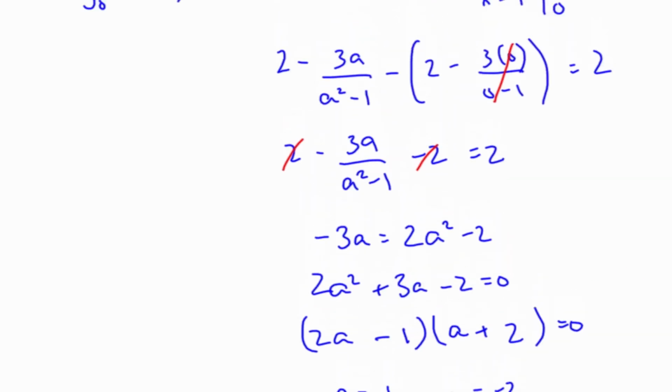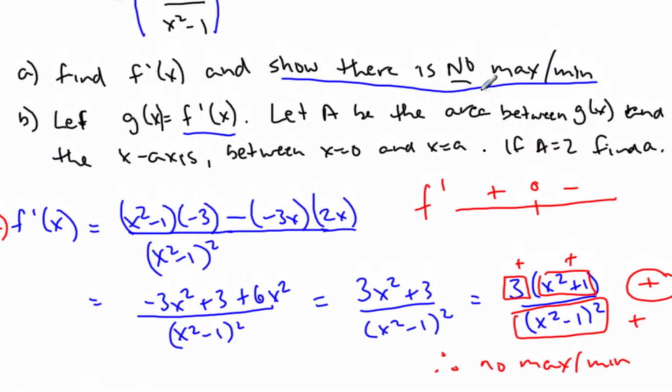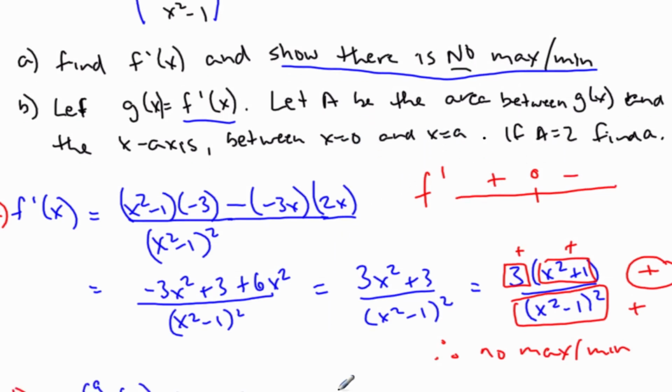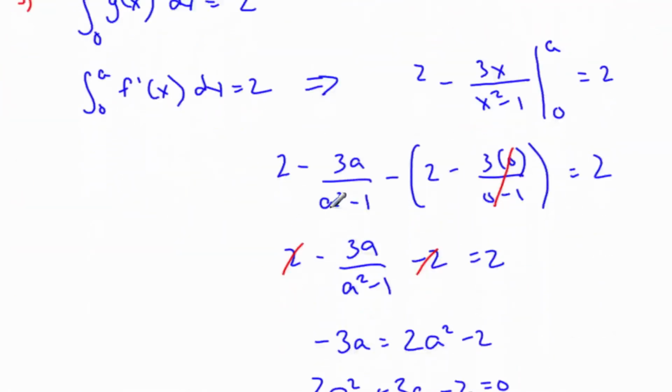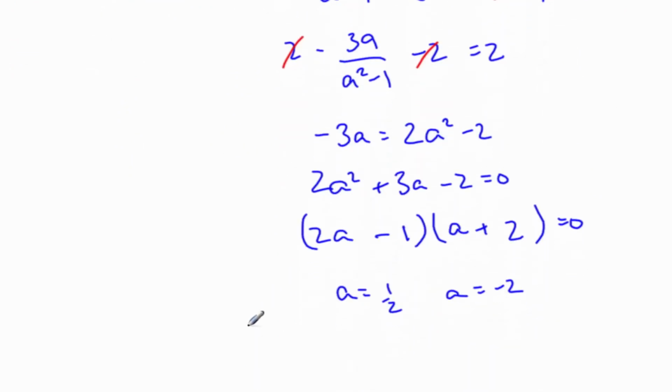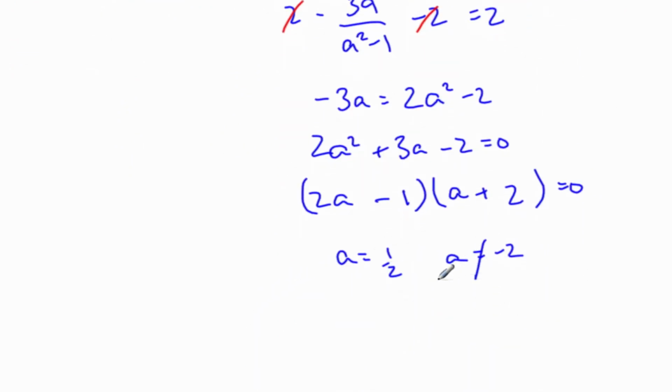Let's go back to our question for a moment. We know it goes from 0 to a, so it's a positive value. So I am going to say that my a is 1/2.